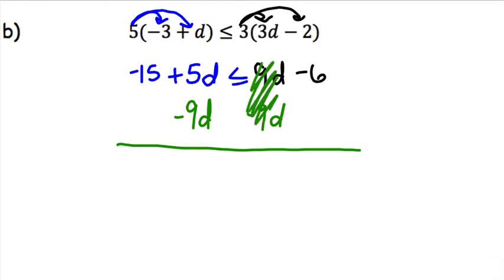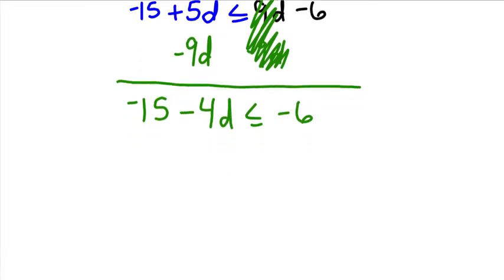9d minus 9d is 0. Those are gone. Left-hand side, I get negative 15 minus 5 minus 9 is a negative 4, so minus 4d is less than or equal to a negative 6. Okay.